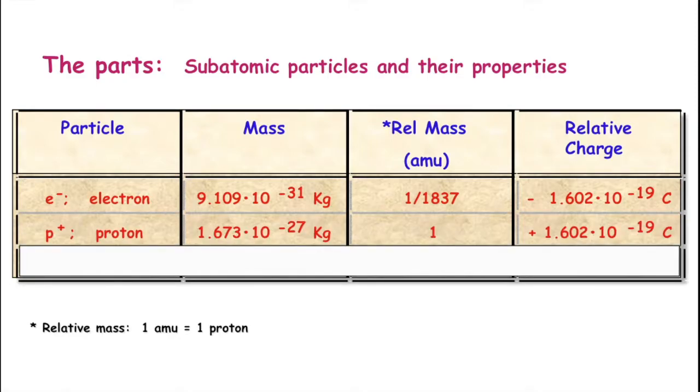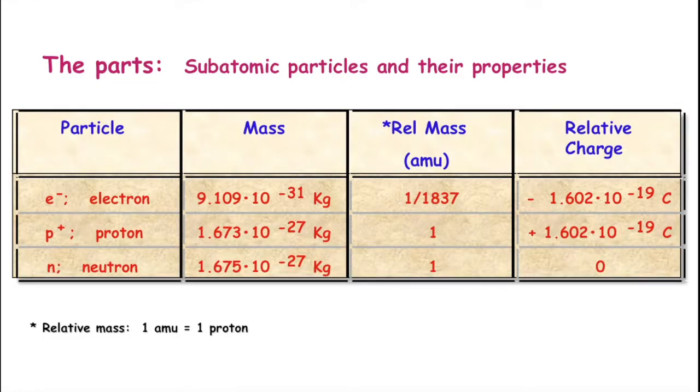Proton is just the opposite of an electron in terms of charge. It's positive 1.602 times 10 to the minus 19. Remember, positive instead of negative, but it's much more massive than an electron. Its mass is 1.673 times 10 to the minus 27 kilogram. In fact, you need 1,837 electrons to equal the mass of a proton.